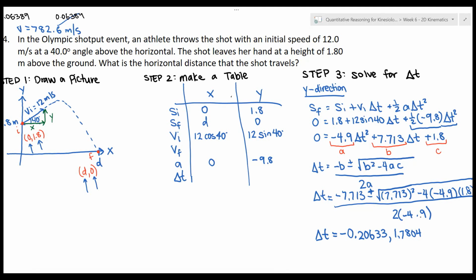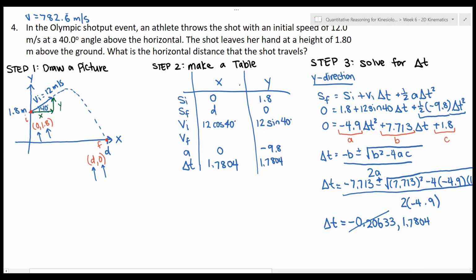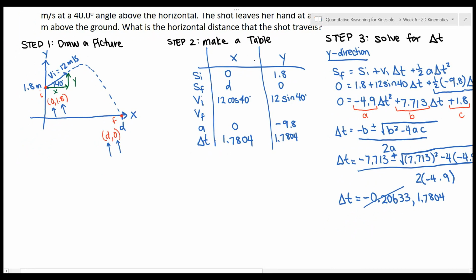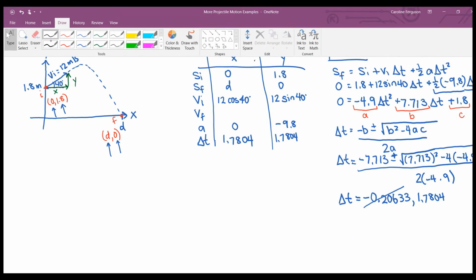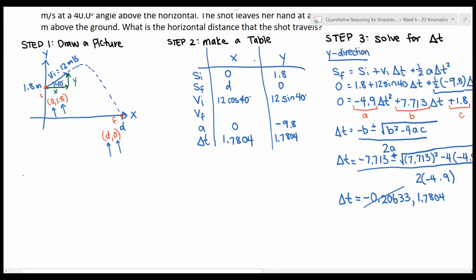Now I need to decide which of these times make sense. Time can't be negative, so this negative one doesn't make any sense. So the time that it takes for it to go from the initial position to the final position is 1.7804, and that's true both in the x and in the y direction, so I'm going to put it in my table. And now we can move on to step 4. Step 4 is where we solve for the unknown in the other column.